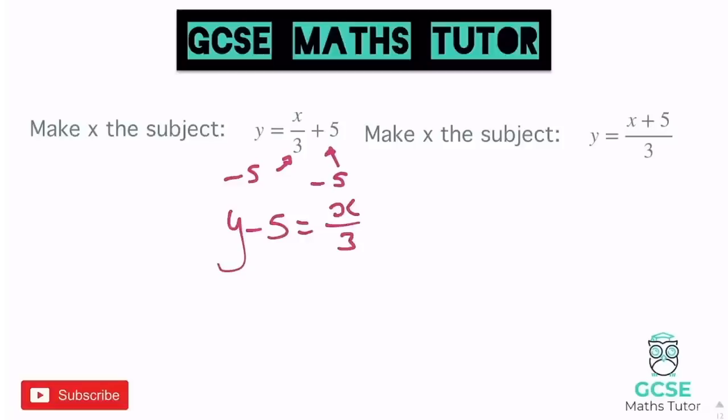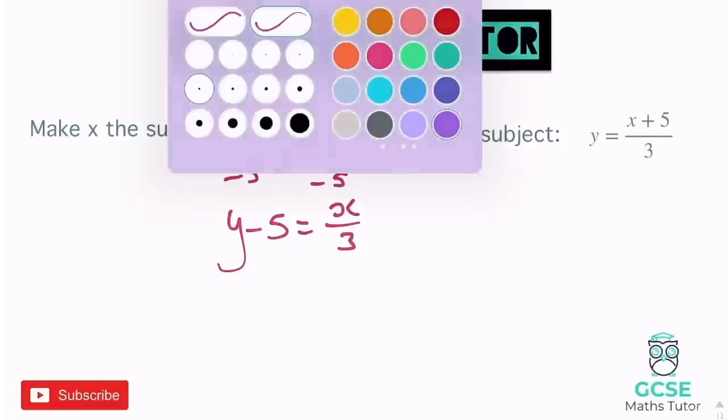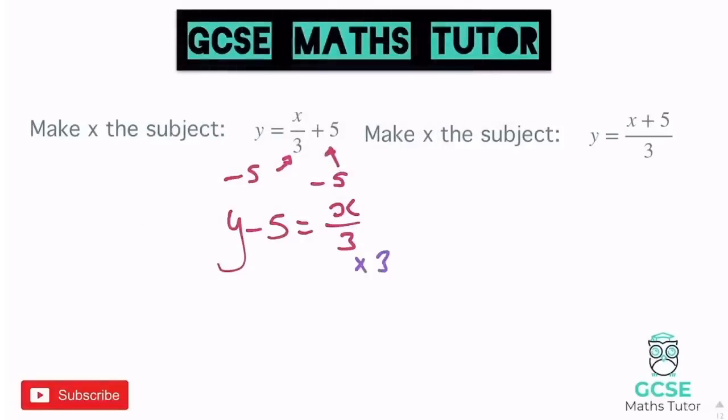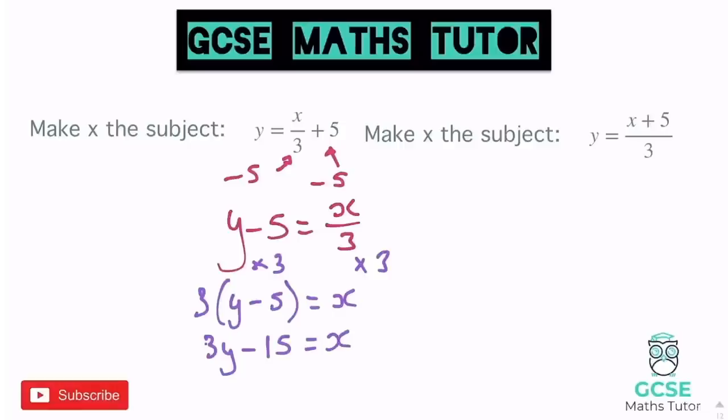So to reverse a divide by 3, we're going to have to times by 3. So if I multiply both sides by 3, we'll get 3 lots of, and I'll put it in a bracket now, 3 lots of y minus 5 equals x. We could leave it like that, or we could expand this. We could say 3 lots of y is 3y, 3 lots of 5 is 15, copy the symbol, and then put in our x.